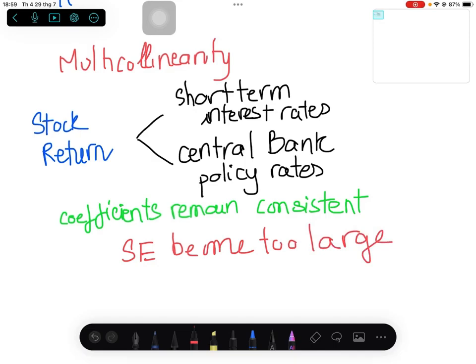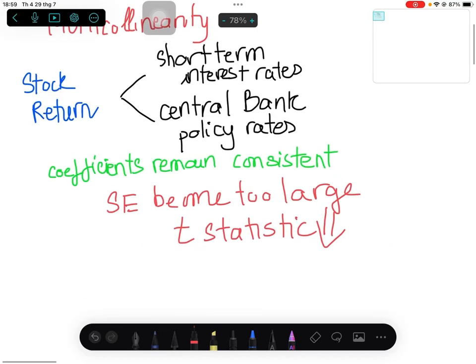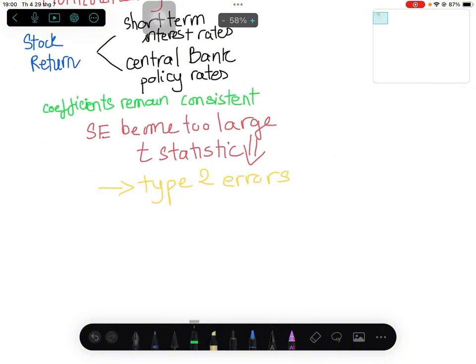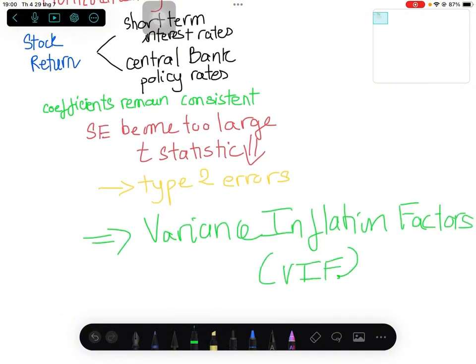Large standard errors reduce t-statistics. That means truly important variables may appear insignificant. Instead of making a type 1 error, now we reach a type 2 error. We fail to reject the null hypothesis when we actually should. Professionals often detect multicollinearity using variance inflation factors, or VIF. High VIF values indicate that explanatory variables are excessively correlated.